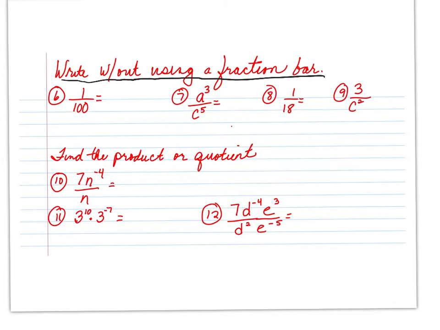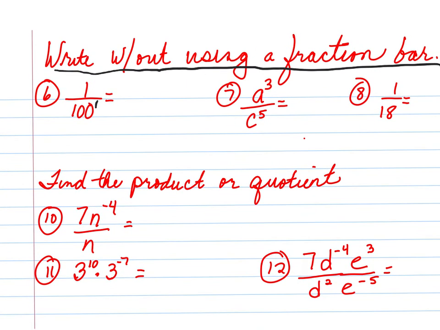Q squared. Nope. Christian? 1. 1. This is how you want to do it. You're going to write 100 to the negative 1st power. But I will tell you, doesn't 100 factor?